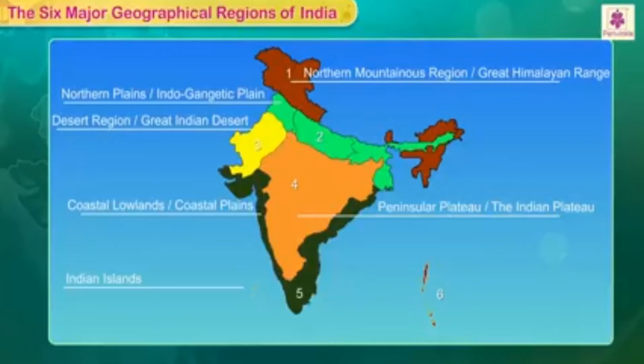So children, purchase the map, whether it is political or physical map, any map you can purchase, and mark all these six regions with the color and label it, means write all the names on it. So let us talk about the northern mountains. First one is northern mountains.